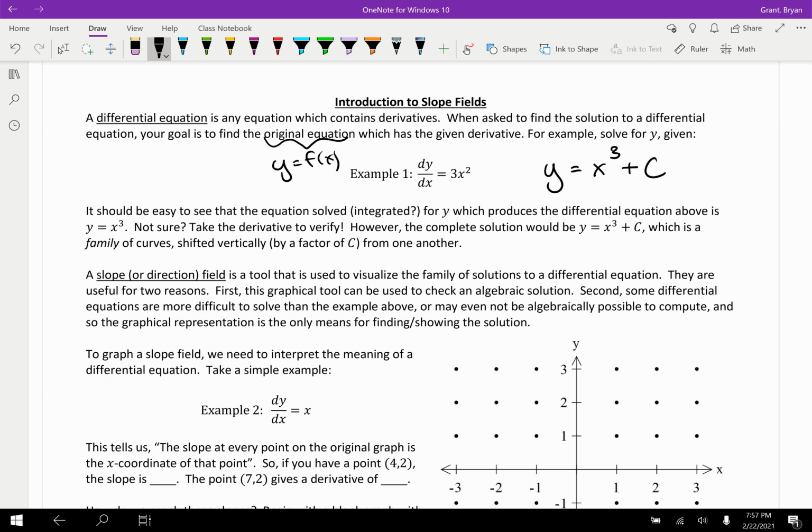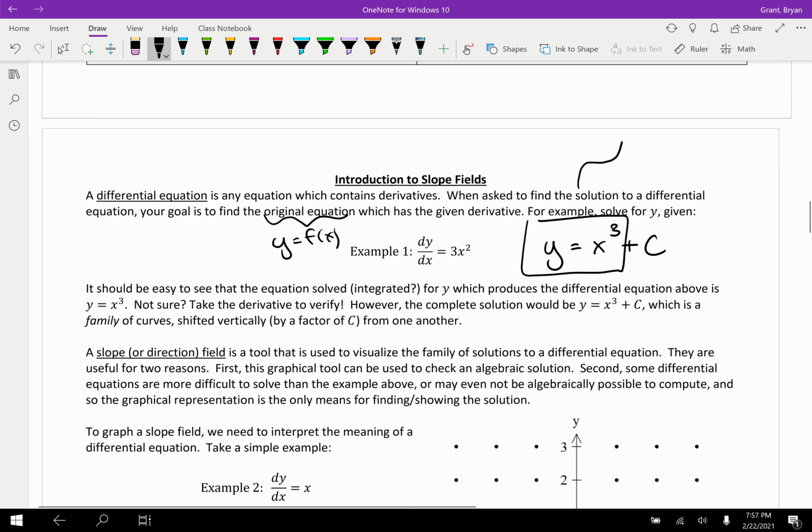Now visually, what does that look like? Well, if you graph y equals x cubed, that is of course our usual cubic graph, looks something like this. But what does plus c do to a graph or do to a family of functions? Doesn't it shift it perfectly up?